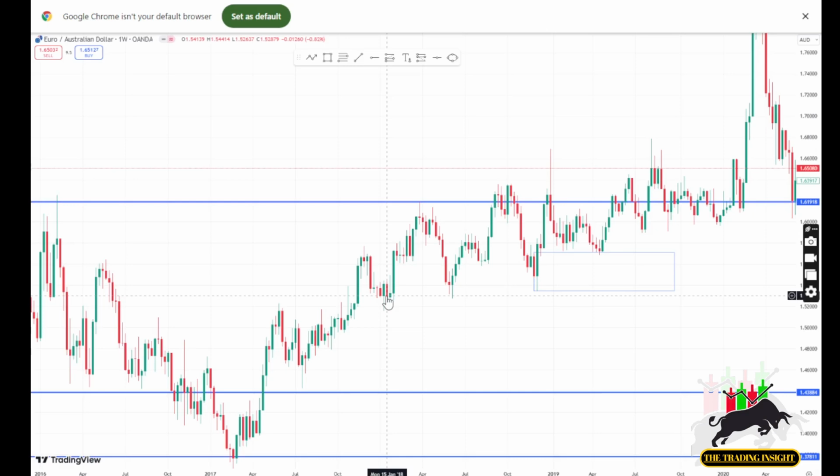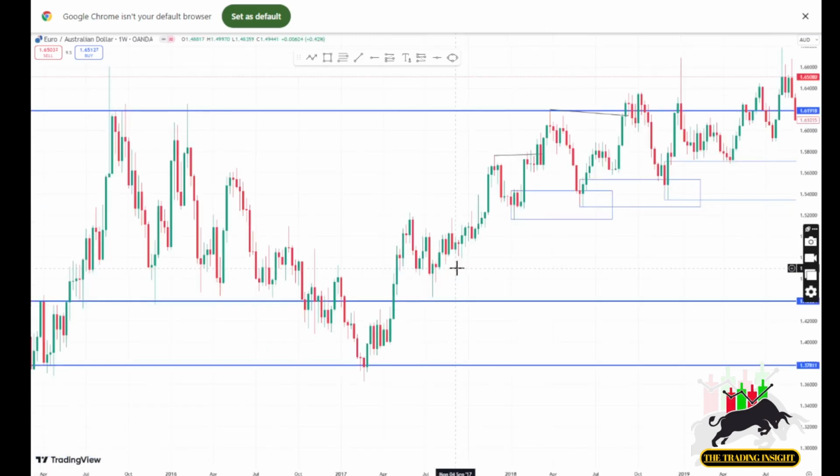That was the same thing here too. I didn't even notice this. After this break of structure here, let me draw it this way. Sorry, I'm drawing it that way. Price came back and retested this other block here. Hope you guys are seeing what I'm showing you. So that was price retest.